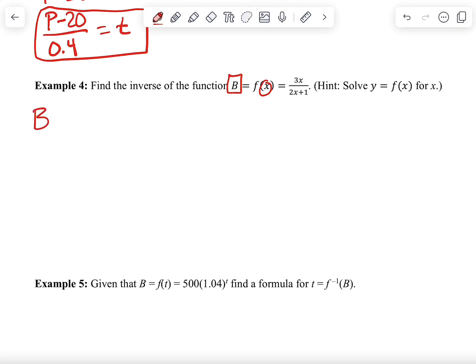I would write it like this. I would not write the function notation. I would write it like this to start with. It's just a two-variable equation, where you have b on one side and 3x divided by 2x plus 1 on the other side.